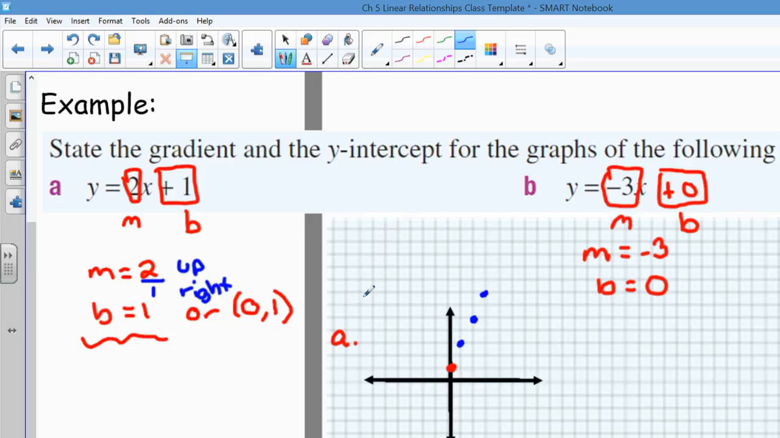And remember our discussion in class. If I can go up 2, right 1, that means I could also go down 2 and left 1, and I could hit more points on my line. All right? So then I can connect my dots, and I can make a beautiful line. So what we were looking at in class the other day was how I actually wound up making a line using your gradient and your y-intercept, and that's exactly how I would do it.